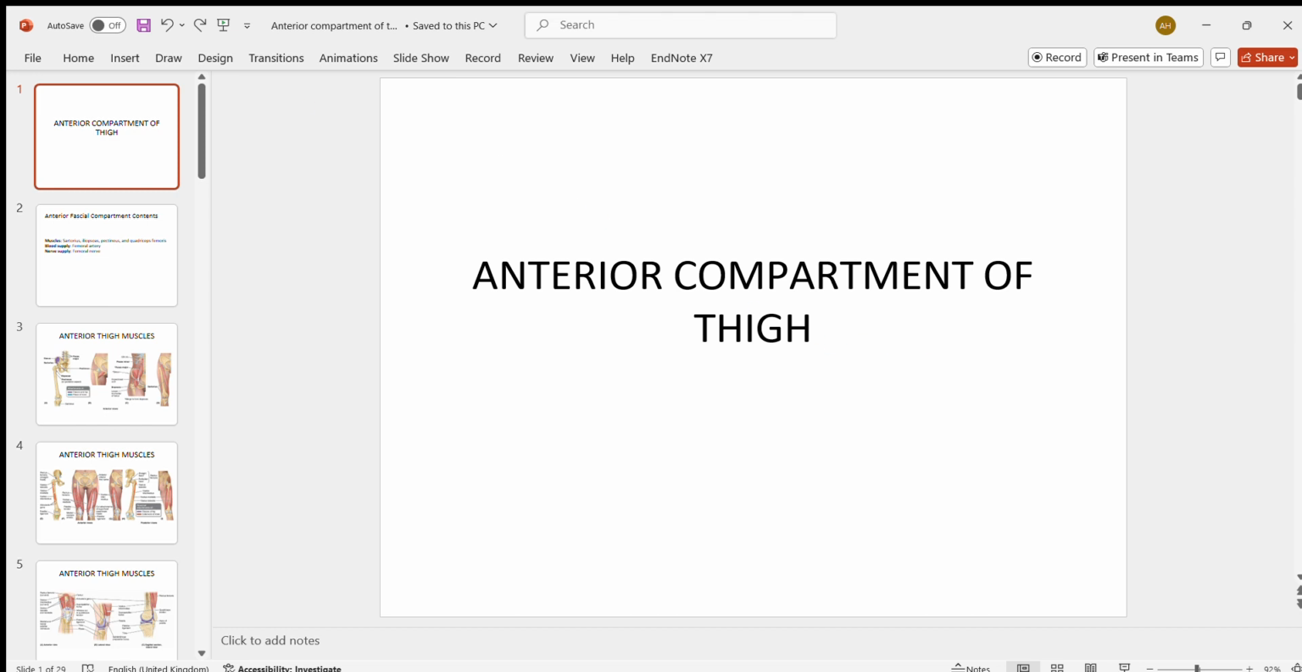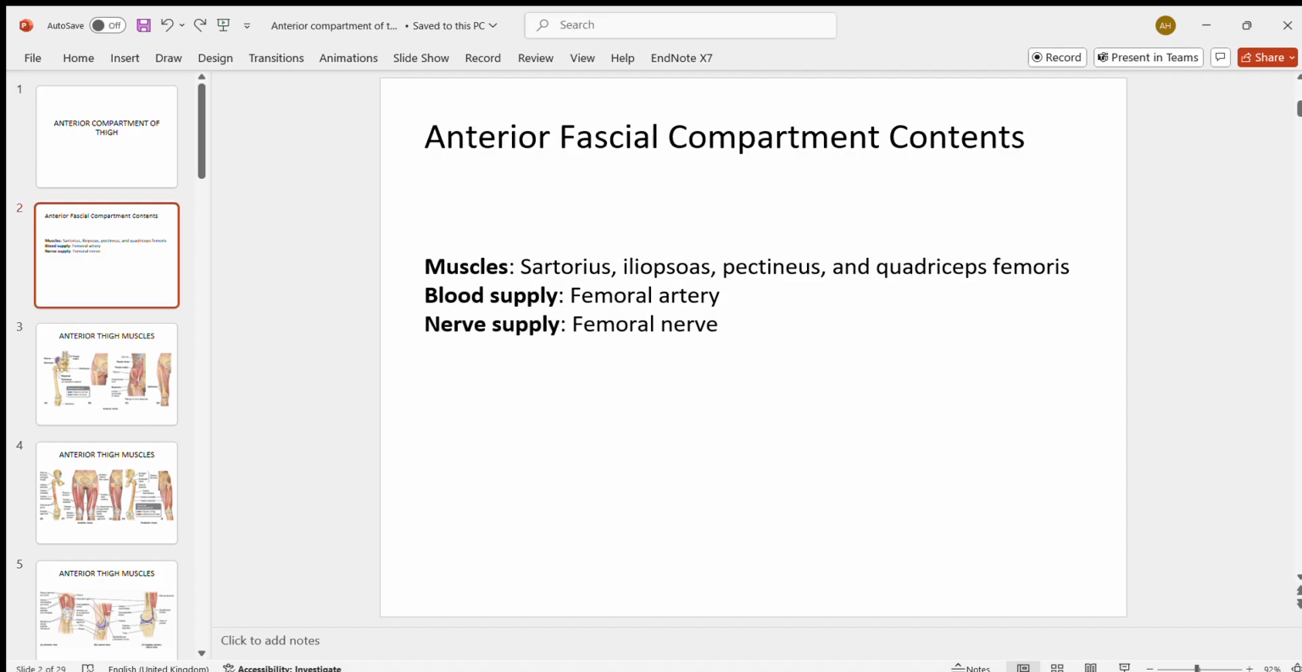Let's discuss the anterior compartment of the thigh today. The anterior fascial compartment contains various muscles, which are the sartorius, iliacus, and psoas, which are combined and called iliopsoas, the pectineus, and the quadriceps femoris, which includes four different muscles. The blood supply is by the femoral artery, and the nerve supply is by the femoral nerve.